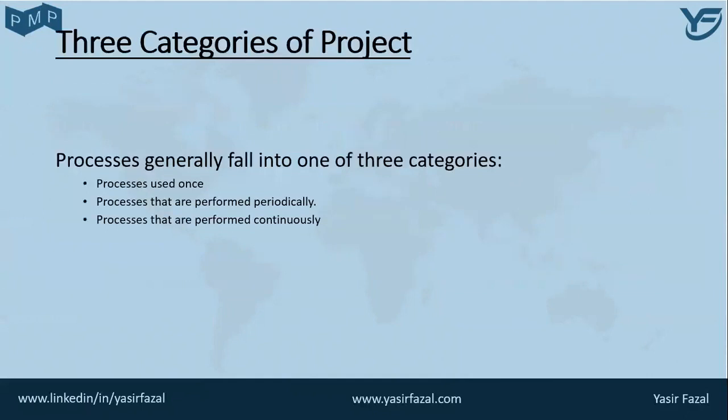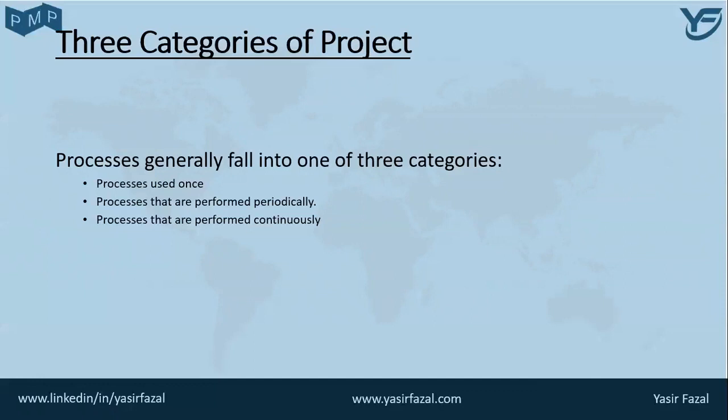So basically, project management processes fall into one of three categories. First one is processes that are used once or at predefined points in the project. Processes like develop project charter and close project or phase are examples of this first kind. Then there are processes that are performed periodically or as needed.